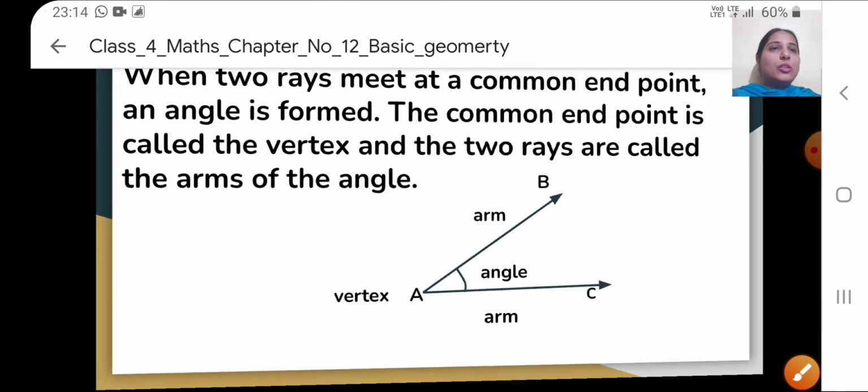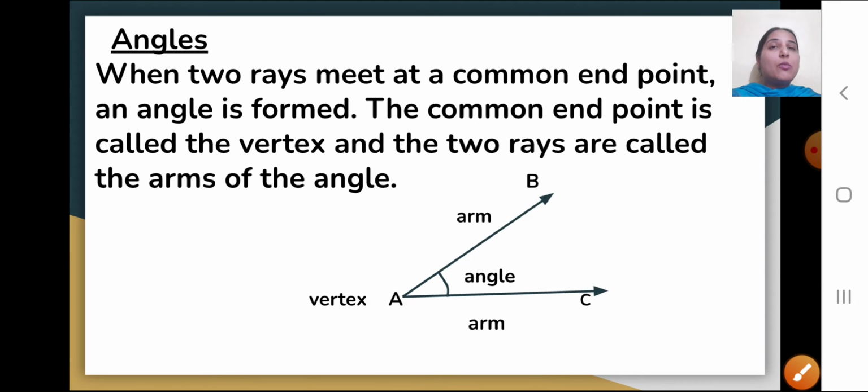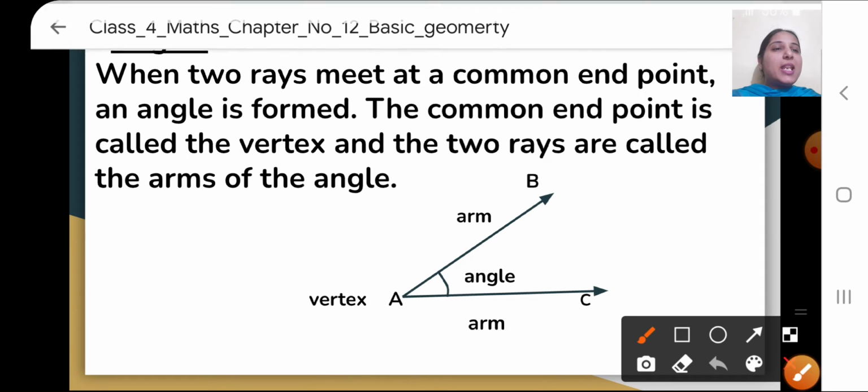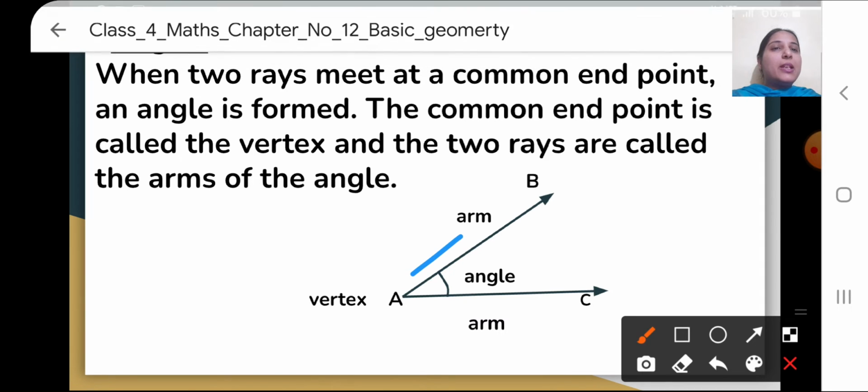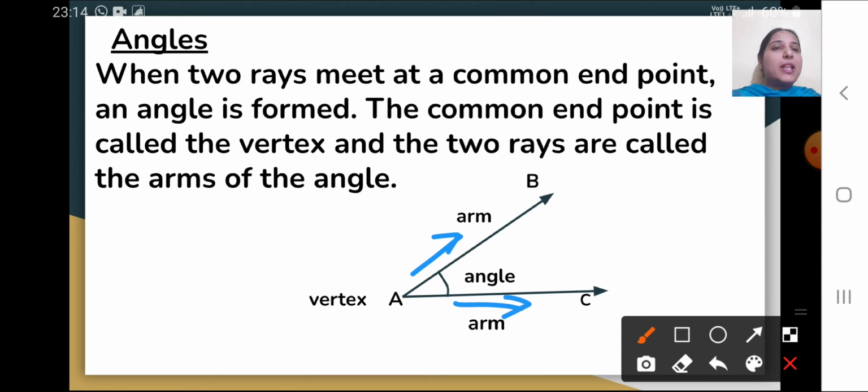Now, children, we will see what is an angle. When two rays meet at a common end point, an angle is formed. You can see here the ray AB and ray AC. They have a common end point here, isn't it? Where are they meeting at a common end point? They are meeting at A.